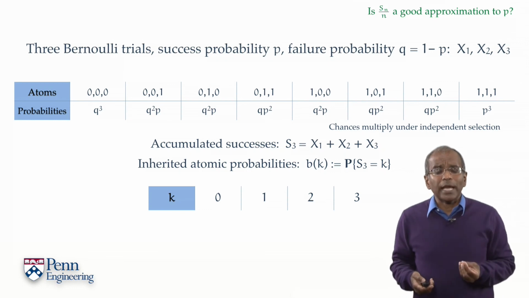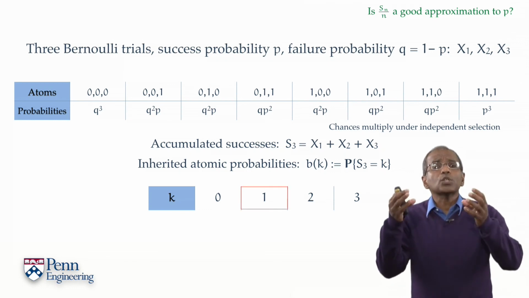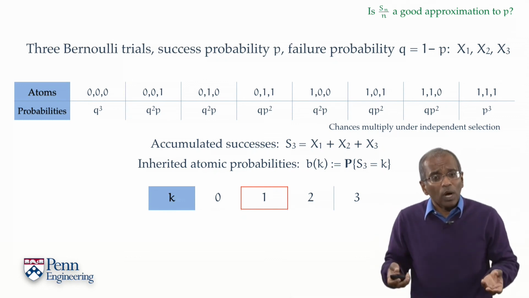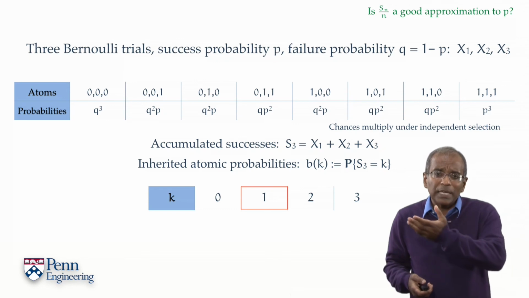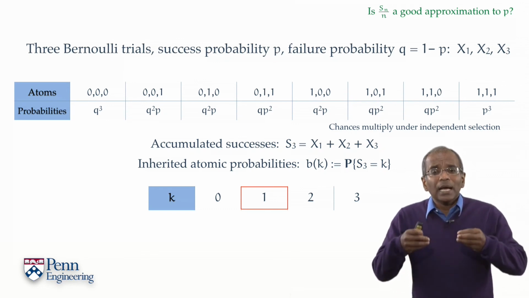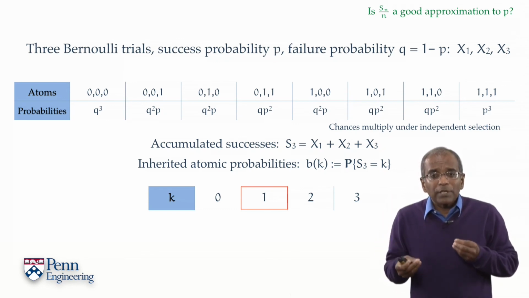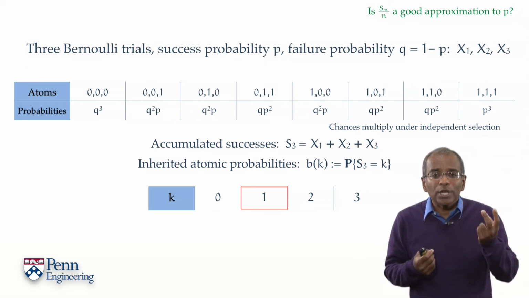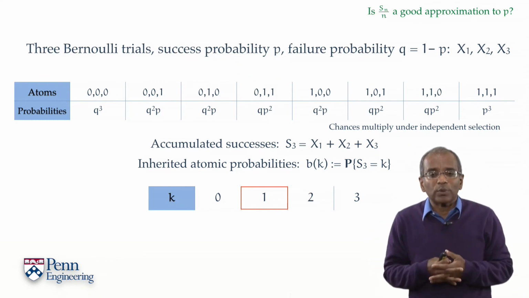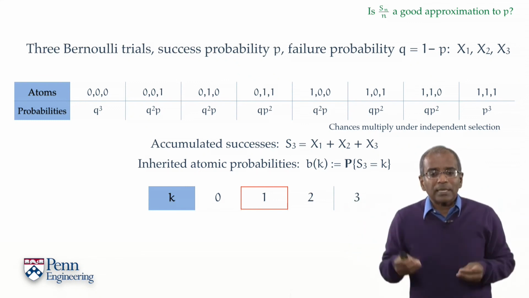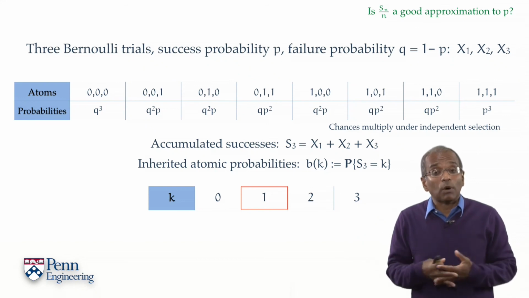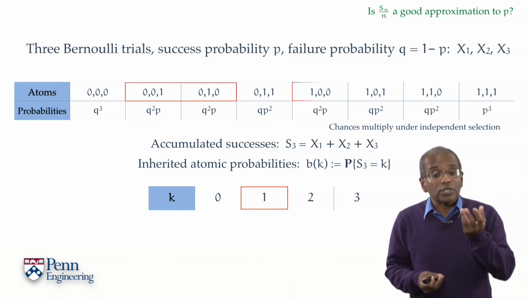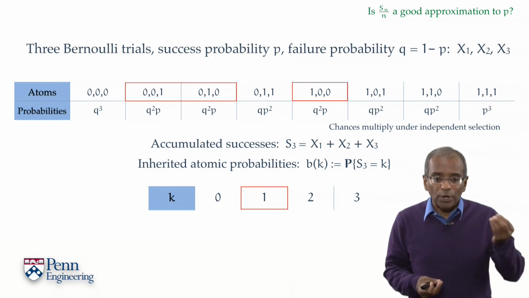Let's take, for example, the case where the sum is 1. How can the sum of 3 zeros and ones be 1? Well, it's very clear that by an inspection of the possibilities, this can only happen if there are precisely 2 failures and 1 success, 2 zeros and a 1 somewhere in the sequence. And inspection shows that this can only be the case if the outcome of the original experiment is 0, 0, 1, 0, 1, 0, or 1, 0, 0.